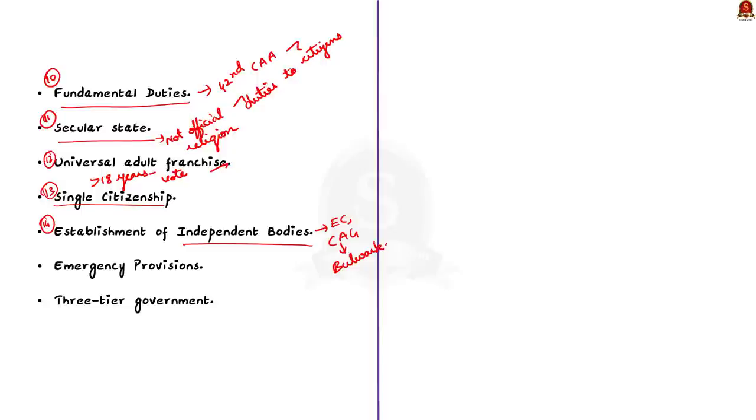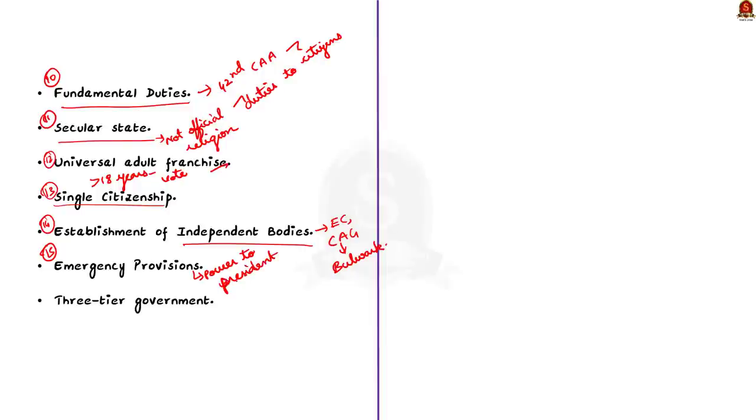Now coming to the 15th feature, the constitution provides for emergency provisions. These provisions are to enable the president to meet any extraordinary situation effectively. Thereby, it safeguards the sovereignty, unity, integrity and security of the country. This is the 15th feature.